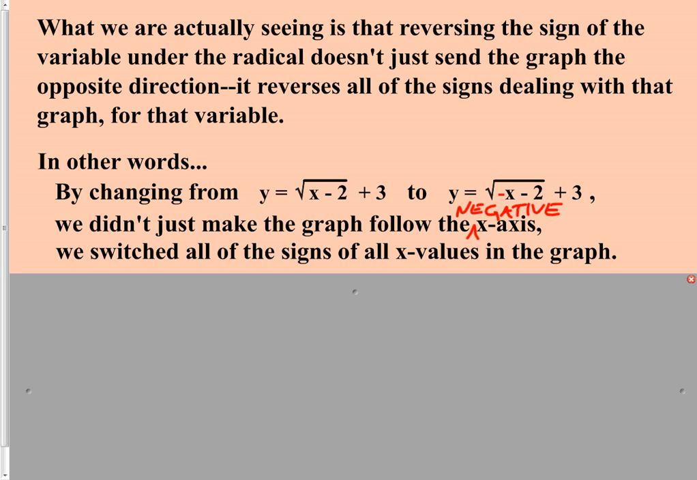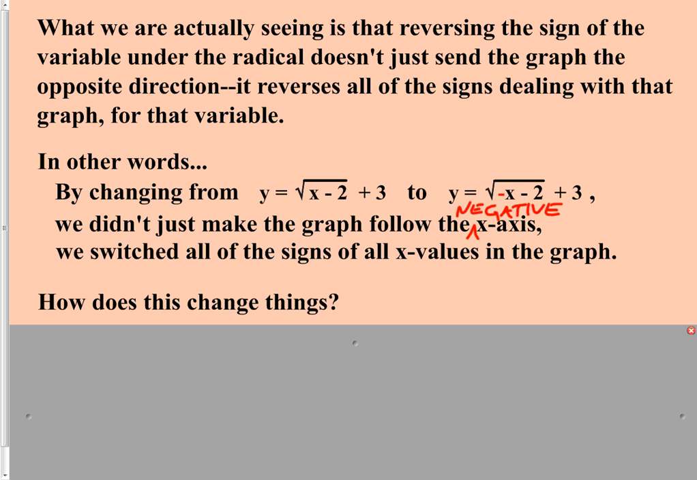We also switched all of the x values from this equation. So it did accomplish what we wanted to accomplish, but it also accomplished more than that. So what's the big deal? How does this actually change things?